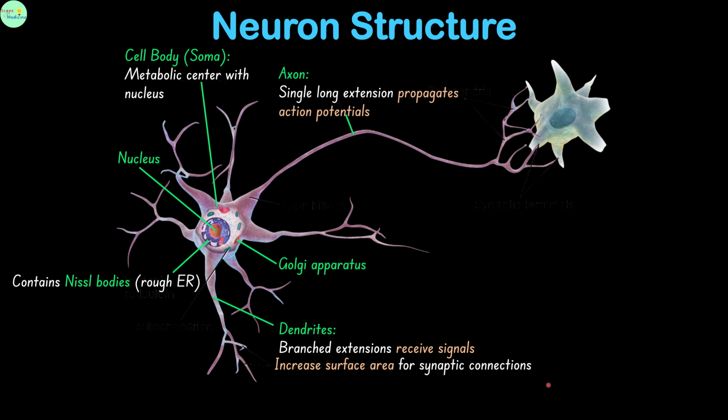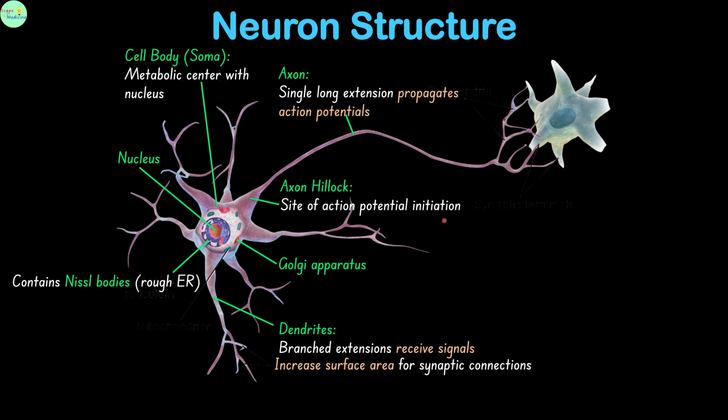The axon is a single, long, cylindrical extension that functions as the neuron's output cable. It is specialized for propagating electrical impulses, known as action potentials, away from the cell body toward other cells. The critical region where the axon joins the soma is called the axon hillock. This area has a high density of voltage-gated channels and serves as the trigger zone where action potentials are initiated if the summed incoming signals are strong enough.